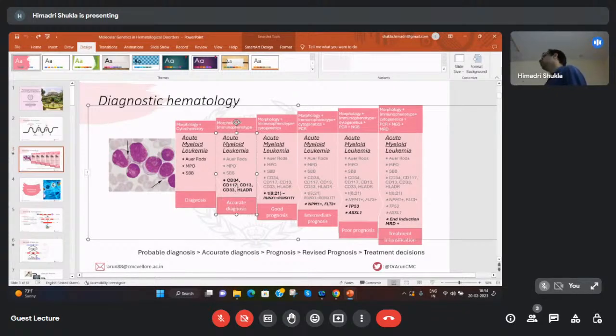You cannot tell the clinician how this patient is going to behave, whether he's going to behave very poorly, how is he going to respond to the treatment. All that are still in question.